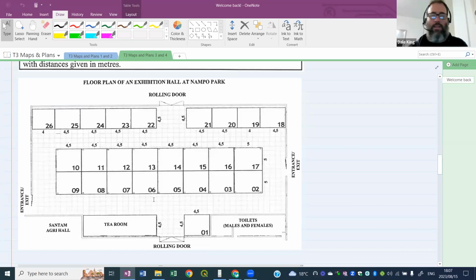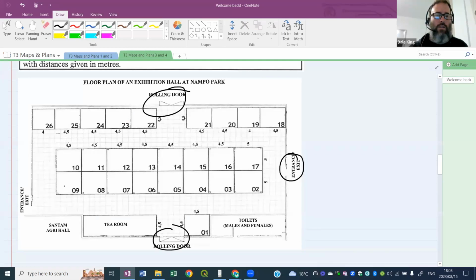And what you can see here is that all these little rectangular cells are stands or tables in the hall. Okay, so we're in plan view here. We can see doors, exits and entrances on the side, right? And here's a tea room. Each one of these little rectangles that is numbered here is an exhibition stand or a table for you to exhibit your business or your products.